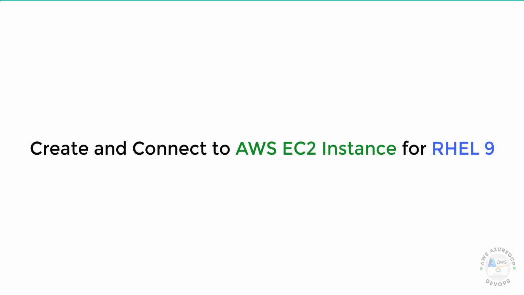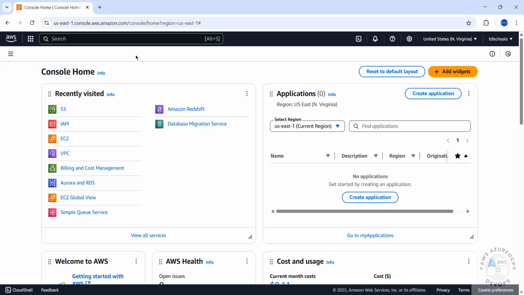Hello guys, in this video we will see how to create and connect to AWS EC2 instance for RHEL 9. First, create the AWS EC2 instance.